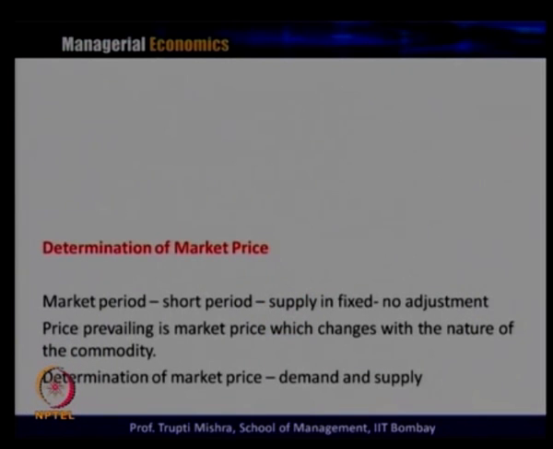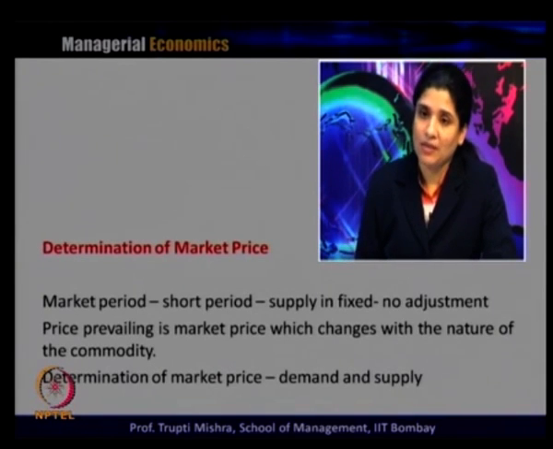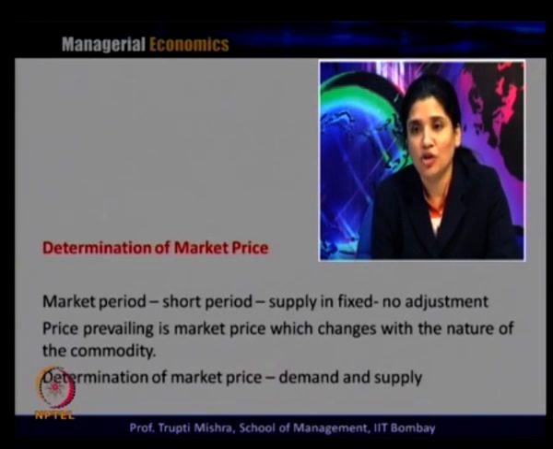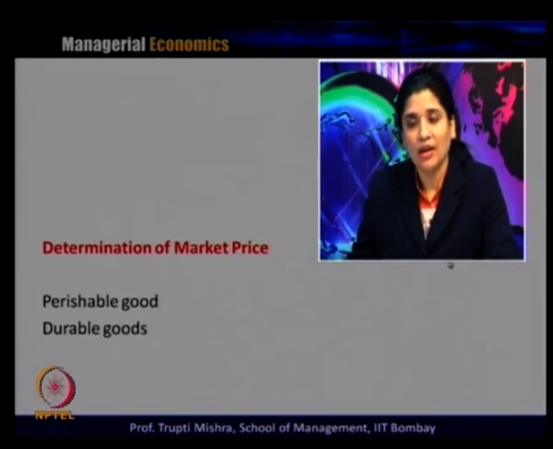So, market period is one that is essentially a short period, and how is the market price decided? The market price is decided on the basis of demand and supply. And what is short period over here? Short period because the supply is fixed, no adjustment from the supply side, and the price prevailing in the market price changes the nature of the commodity. The determination of the market price is through the demand and supply.